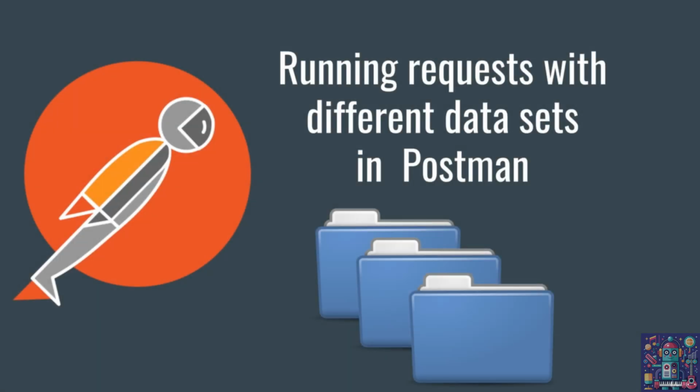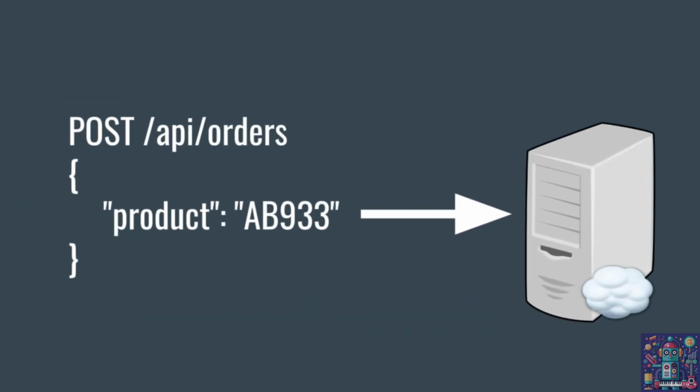In this lecture, we'll have a look at running requests with different datasets in Postman. And to better understand what this means, let's take a look at this very simple example. In this case, I'm making a POST request against an API, which accepts orders. And I'm sending some data with it, like which product I would like to order. So I'm having the product, and AB933 is the product code.